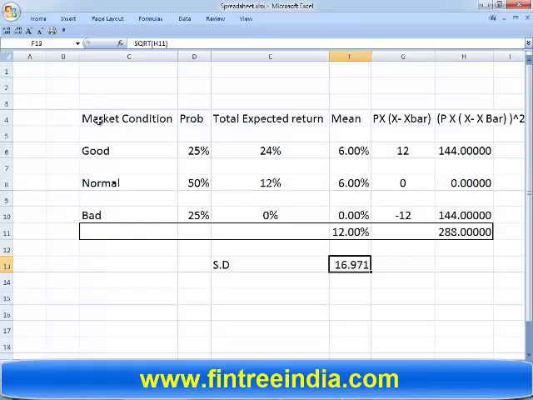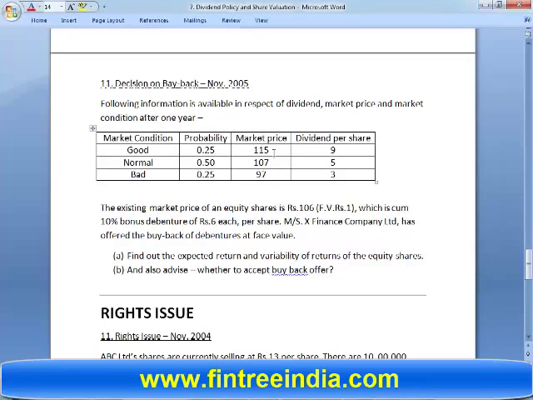Is anything not clear? How did the expected return of 12% come? Look, 24 into 25, plus 12 into 50, plus 0 into 25, a weighted average. So 6 plus 6 plus 0 is 12. Is the 24% given in the question, or is it dividend divided by price? No, we calculated it. 115 was your market price, dividend was 9, so total return 24 as a ratio to 100. Why 100? Because 106 is the price, but 6 is for the debenture, so the share price is 100. Understood?